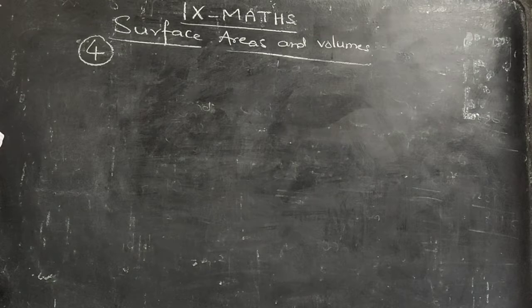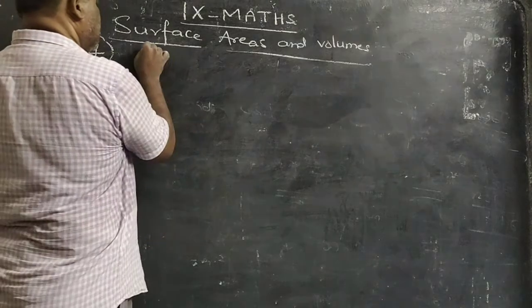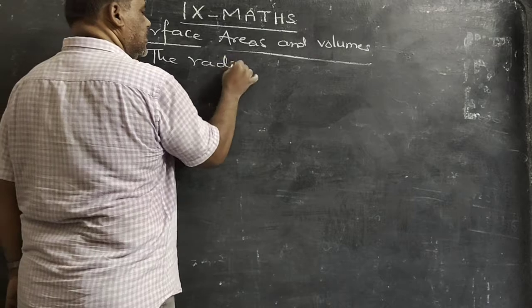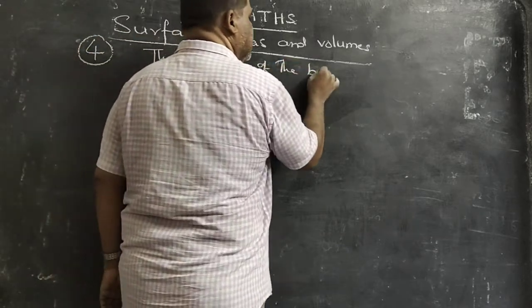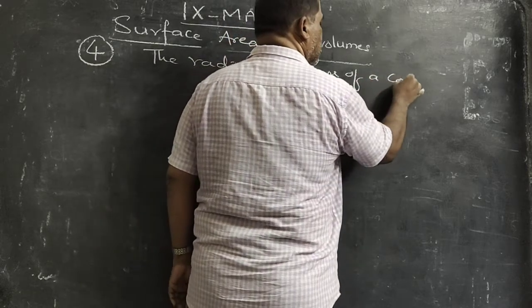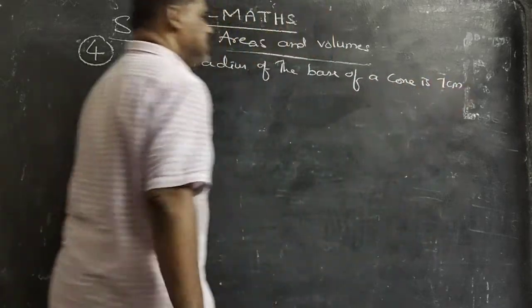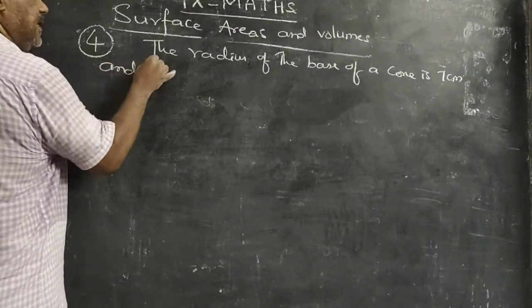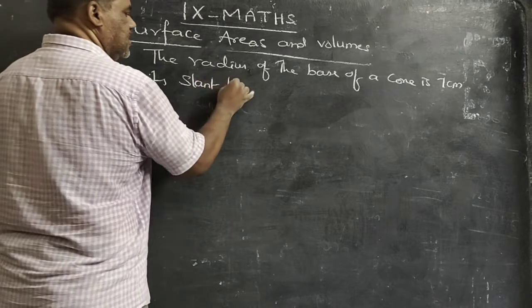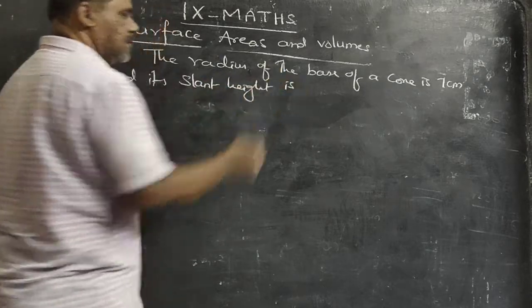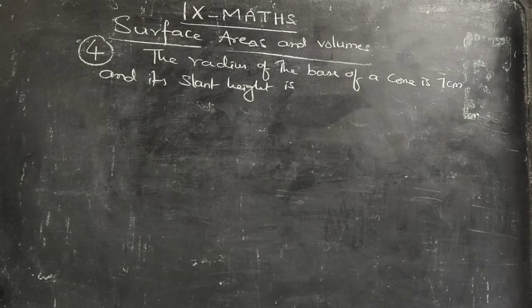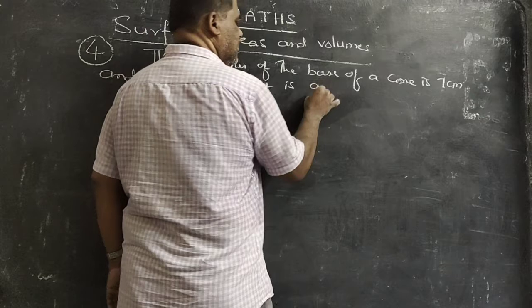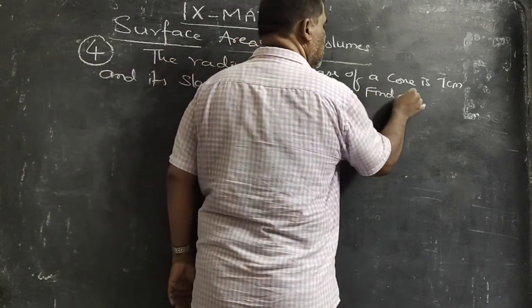Right, fourth problem. The radius of the base of a cone is 7 centimeters and its slant height is 9 centimeters. Find its volume.